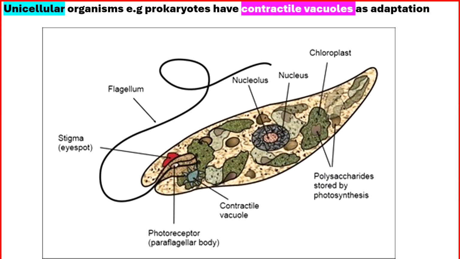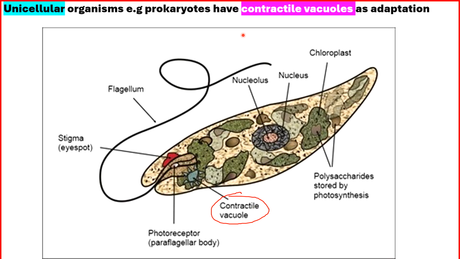Plant cells and animal cells are eukaryotes. But what about prokaryotes? What adaptations do they have if they're placed in a hypotonic or hypertonic solution? Well, these unicellular organisms have something called contractile vacuoles. So imagine a bacteria in the water. It's going to have this structure, okay, to survive. There's not much detail you need to know.